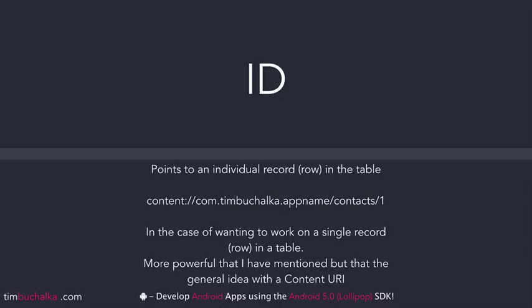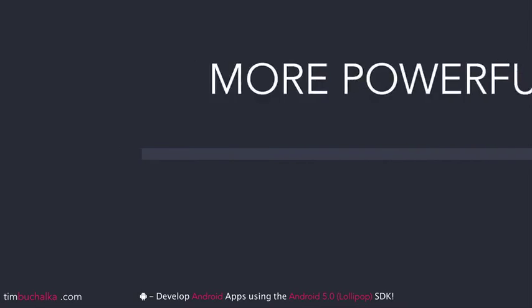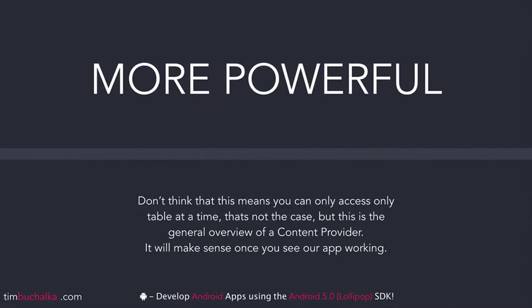Now it is a lot more powerful. You might be thinking, well, hang on, can I only use one table at a time? It is a lot more complex and more powerful than what I've mentioned, but this is just a general idea of the content provider URI. So don't think that this means that you can access only one table at a time. That's not the case, because when you're developing the content provider code, you parse or read in the content provider URI that's been passed to the process, and from there you can decipher what the calling process wants to do. But this will make more sense once you see the actual app working.